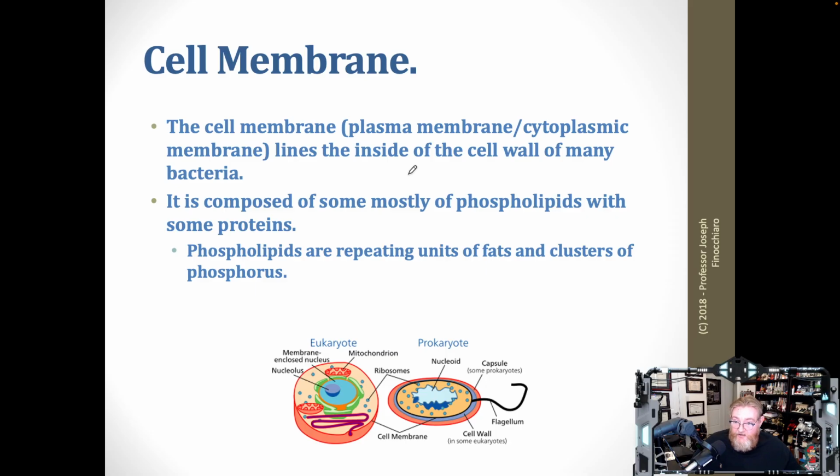The cell membrane, plasma membrane, or cytoplasmic membrane, lines the inside of the cell wall of many bacteria. It is composed mostly of phospholipids with some proteins. Phospholipids are repeating units of fat and clusters of phosphorus.